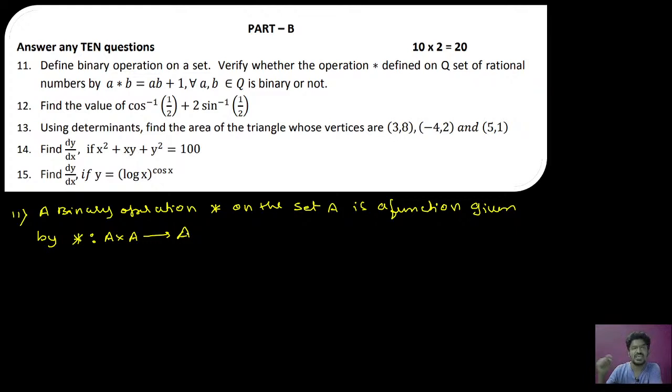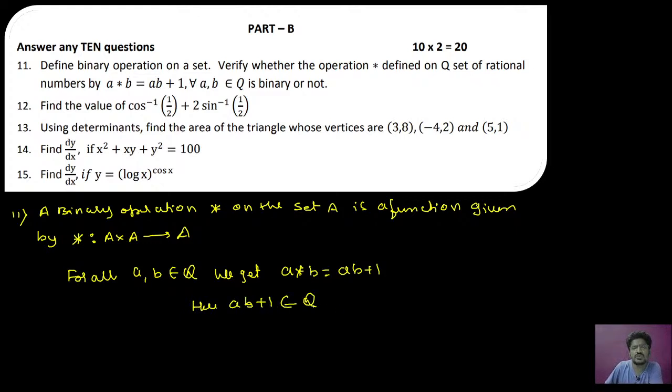Is the given operation A star B equal to AB plus 1 binary or not? For that you just see here, for all A, B belonging to Q, we get A star B equal to AB plus 1. Here AB plus 1 also belongs to Q. Therefore it is a binary operation.